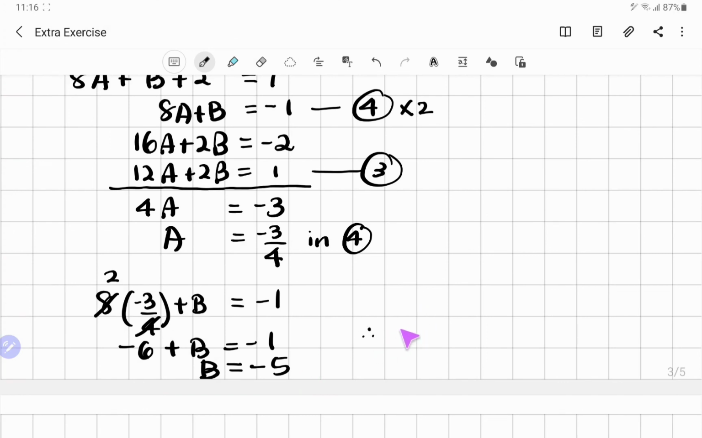So now we have the value of a, which is negative 3 over 4, b equals negative 5, and c equals 1.